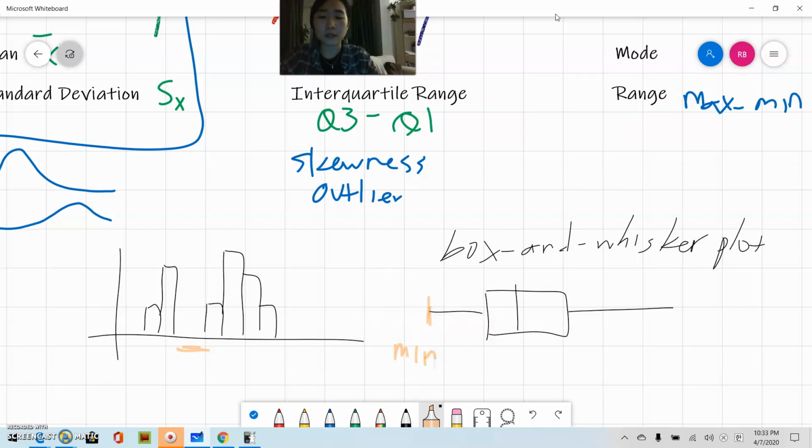And my computer is not happy. And this part that starts the box is your Q1. The line in the middle of the box is Q2, or median. My computer, what is happening?